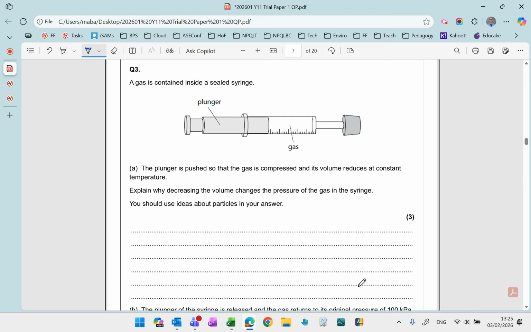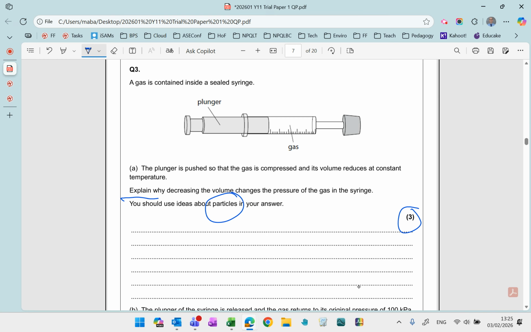Okay, so the plunger is pushed in so that the gas is compressed and its volume is reduced at a constant temperature. All right, and we need to explain why decreasing the volume changes the pressure of the gas in the syringe. We must talk about particles in our answer, right? And this is 3 marks, and it's an explain question. Okay, so we need to think about 3 things that we're going to talk about, right?